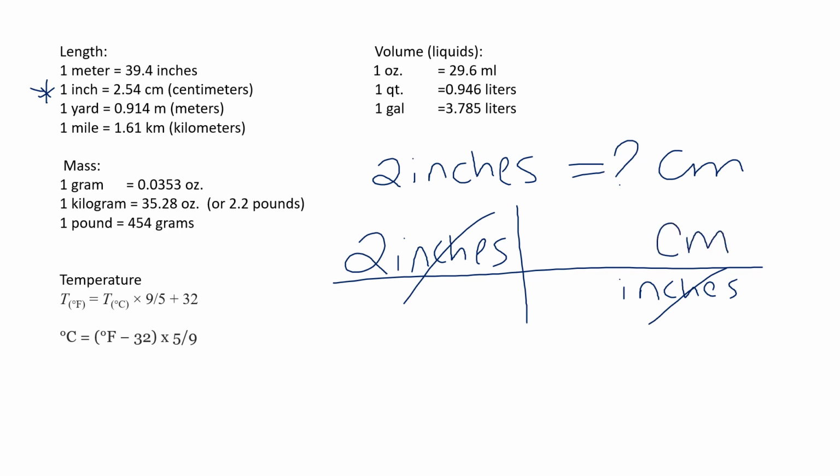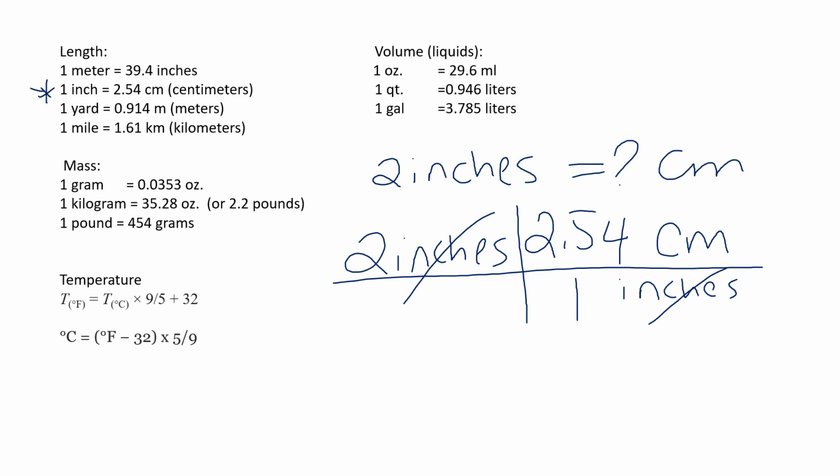Now, because this is not the chart, the whole rule of the larger unit getting the 1 next to it doesn't apply here. So all you're going to do is take a look at the conversion that you have, and see what they're telling you. They're telling you that 1 inch is equal to how many centimeters? Well, 1 inch is equal to 2.54 centimeters.